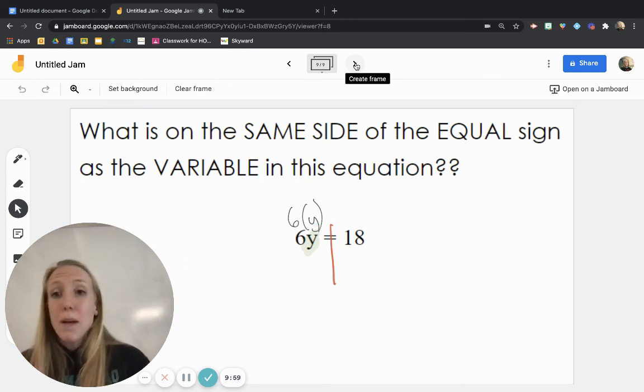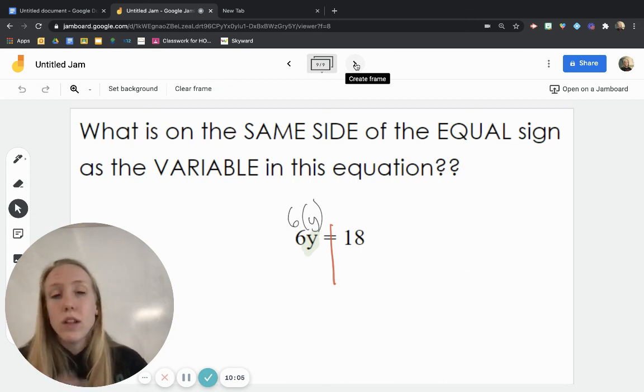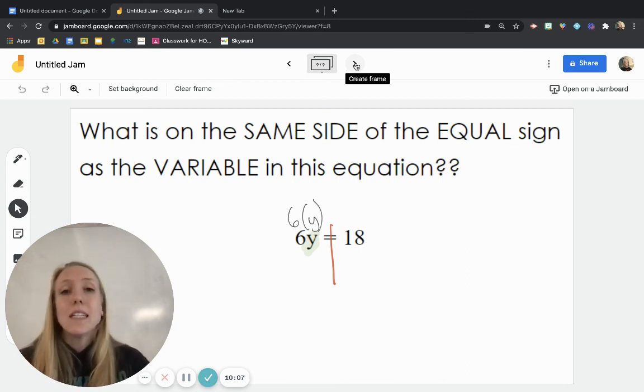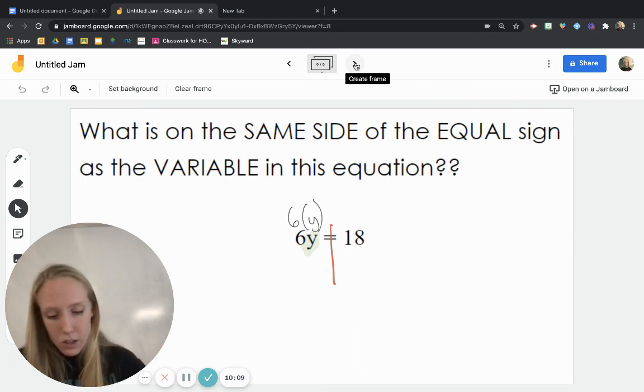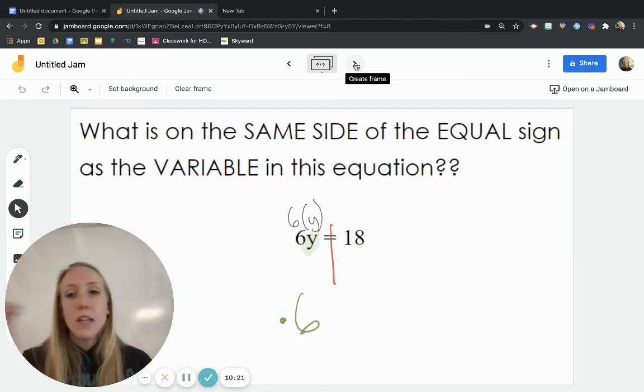So what's happening to y? What's on the same side of the equal sign as the variable, as y, is times 6. So this is really being multiplied. The variable is being multiplied by times 6. Okay, so the variable is not by itself. It's being multiplied by 6.